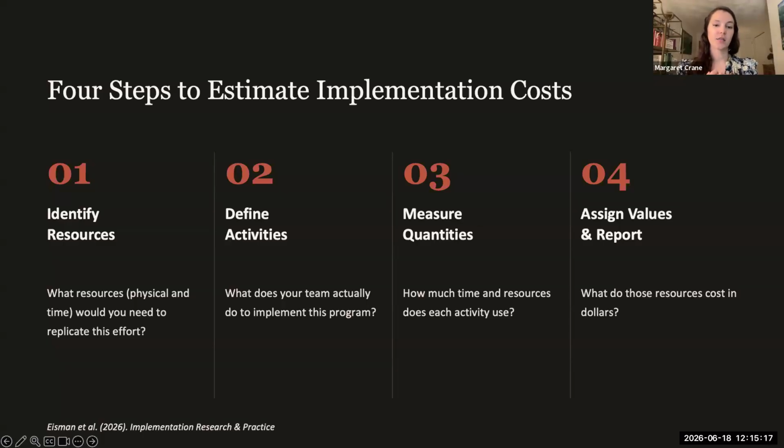Okay, so for estimating costs of implementation, there are 4 basic steps. The first is identifying resources needed, which we just discussed a little bit. Then you're going to define activities. This is what your team actually does to implement the program, and so that's defining it in a lot of detail. And then you're going to measure the quantities. A lot of what you're doing with costing is understanding how much time is involved, so a lot of this is just recording people's time or estimating time. And then assigning values to those resources. So understanding the time, how much does that actually equate to in dollar amounts, and then how do you report it?